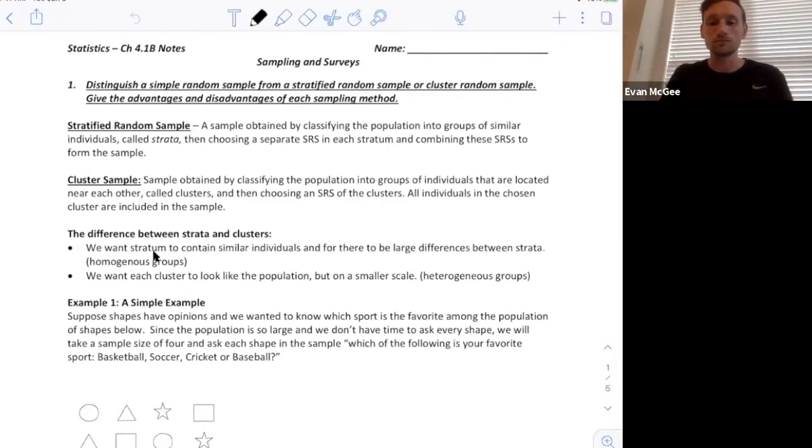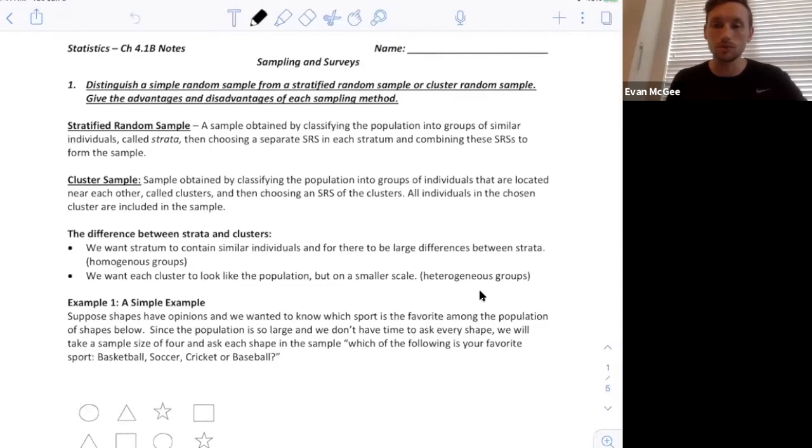Clusters are a little different. Clusters are heterogeneous groups, so they are mixed within. We want the clusters to look like the population, so there would be males and females in each cluster. The second thing is, for the cluster sample, we randomly select and use the entire cluster. For the stratified sample, we randomly select a certain number of people from each stratum.